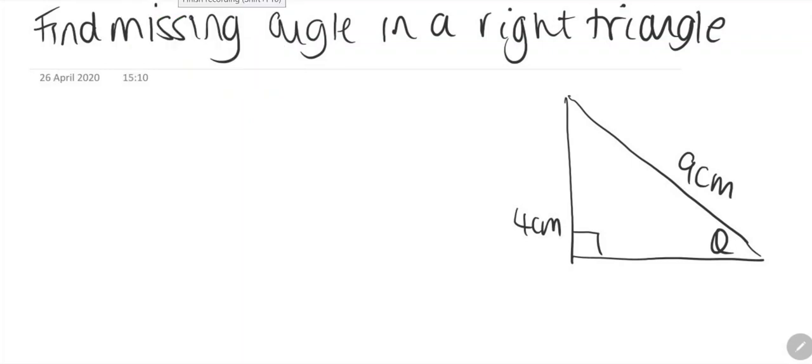Okay, we're going to find the missing angle in a right triangle. So we know two lengths, and we need that to find the angle theta. So let's label our triangle. So this is the hypotenuse. Next to theta is the adjacent, and opposite theta is opposite.